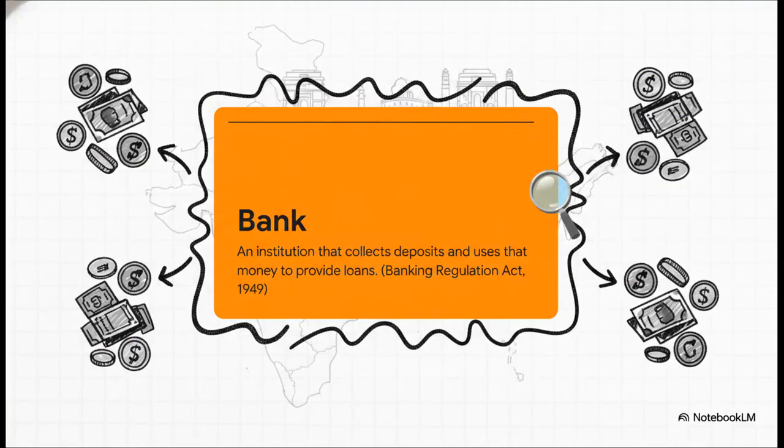Okay, so here it is, straight from India's Banking Regulation Act of 1949. It really just boils down to this. A bank is an institution that collects deposits from people, from the public, and then uses that very same money to give out loans. That's it. It's this two-way street, this constant flow of money in and out that keeps the whole economic machine humming.